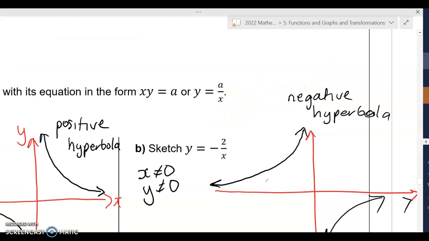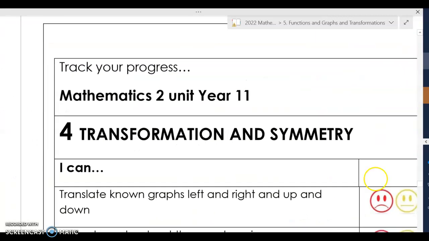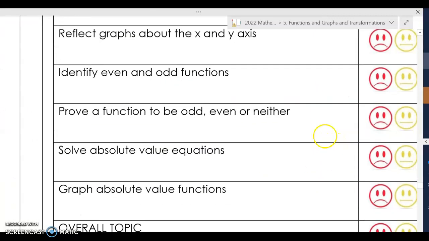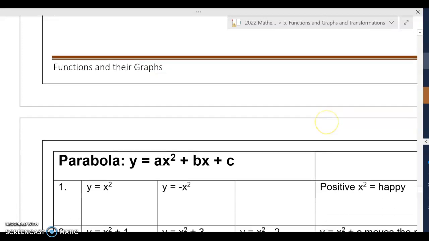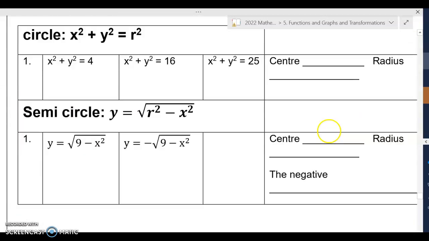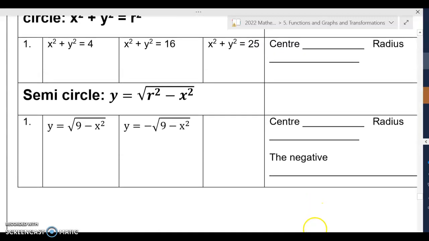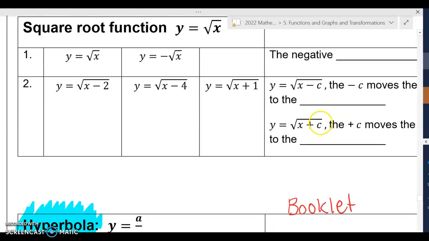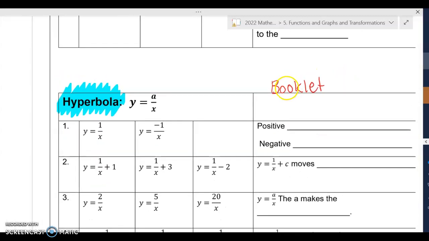Okay, so we're going to move down a little bit in our booklets now. We're going to look into transformations and symmetry. We're currently moving into chapter 5, and we've had a look at some of these movements previously. We'll come back to these, circles and square root functions, but we're going to have a look down here at the hyperbola.